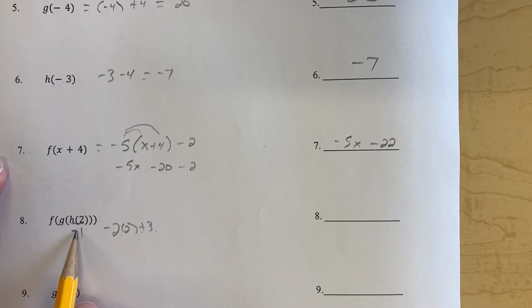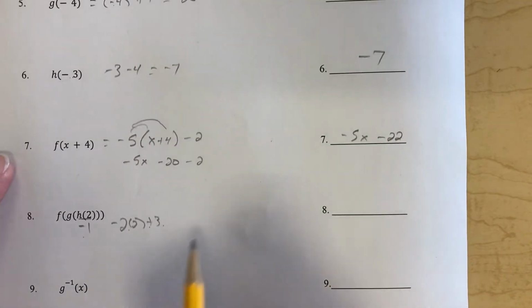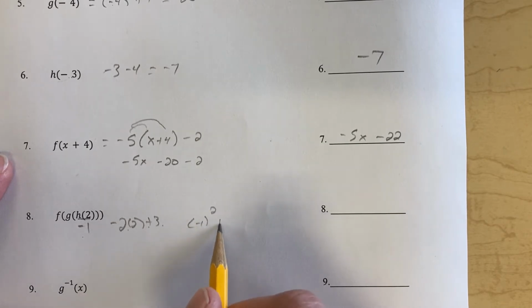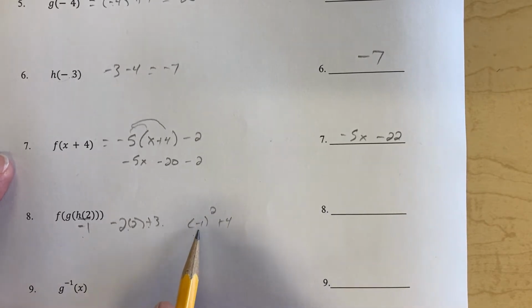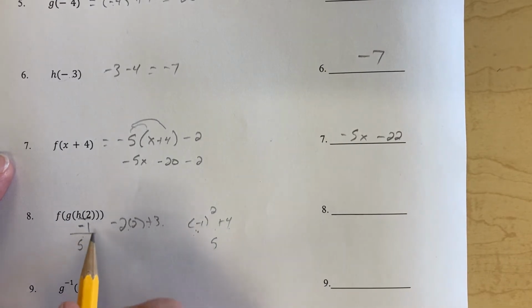That's the first part. We're going to put -1 into the g function. So where this is, we're going to put a -1. That's -1 squared plus 4. -1 times -1 is 1. 1 plus 4 gives us 5. So now we're at 5.